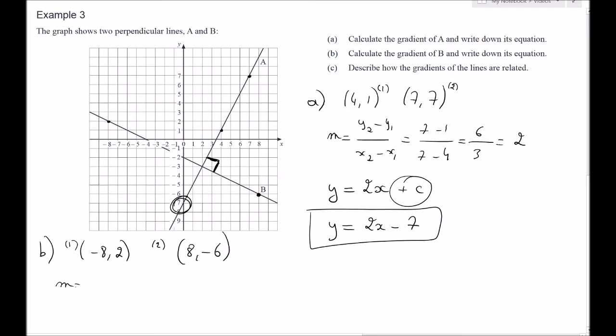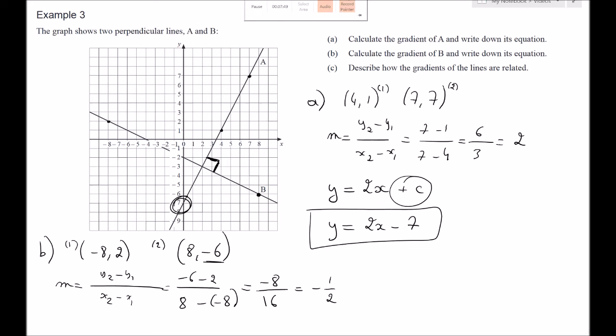If I calculate my gradient now, I'm not going to use the rise over run, but I am going to use the calculation. It's finding the difference between the two coordinates. y2 minus y1, so this is minus 6 minus 2, and this is 8 minus minus 8. Minus 6 minus 2 is minus 8. And then 8 minus minus 8 is going to be 16. So what do you get? You get minus 1 over 2. So this is now your gradient for line B.